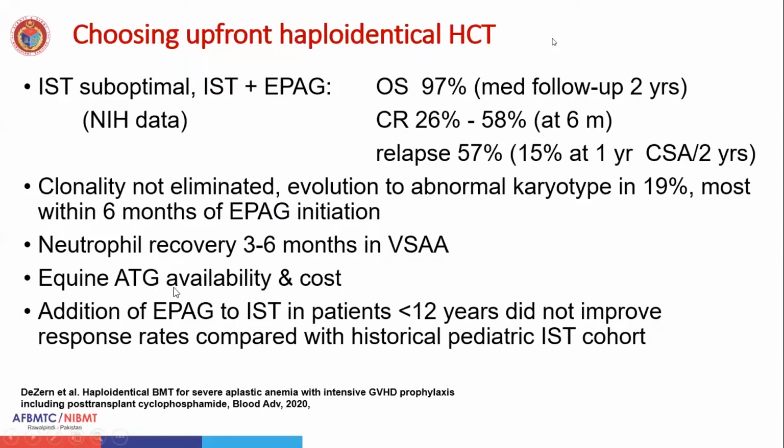Equine ATG is not available a lot of the time. Its availability is precarious, and it costs twice as much as rabbit ATG, at least in Pakistan. Although it is more effective, the addition of EPAG to immunosuppressive treatment in younger patients has not been seen to improve response rates. This is particularly important because we see a lot of younger patients, and that is in fact the main patient population, pediatrics and young adults. So one could consider, in light of the studies that we've just seen, upfront haploidentical transplant in younger patients with severe and especially very severe aplastic anemia.